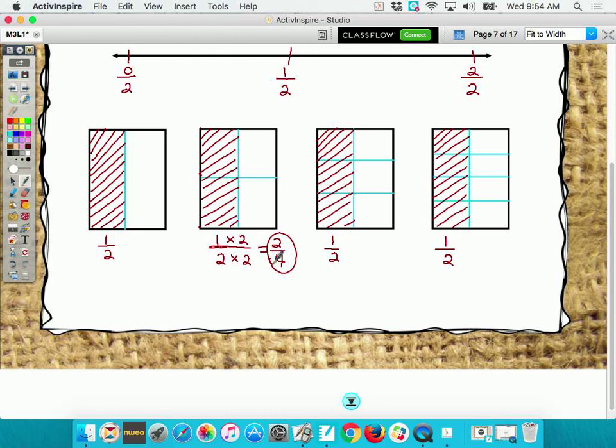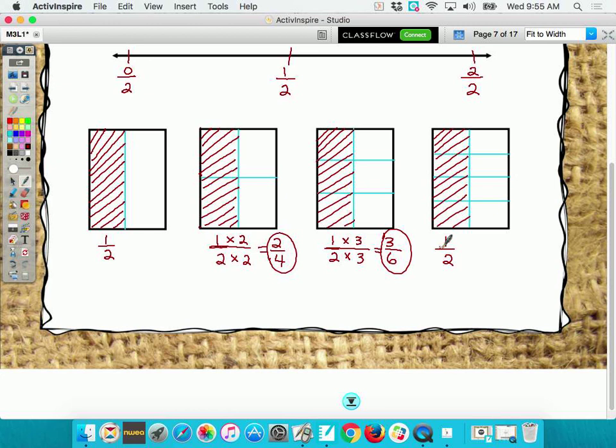We'll do the same strategy here, but with 3 rows. So here's the first row, the second row, the third row. And that doesn't mean 3/3, it means 3 rows. What's 1 times 3? 3. What's 2 times 3? 6. Is 3/6 equivalent to 1/2? Yes, it is.